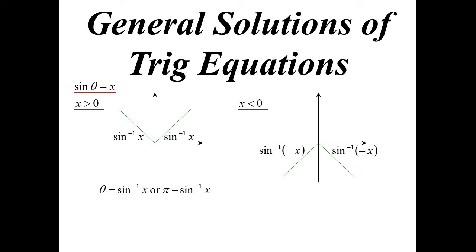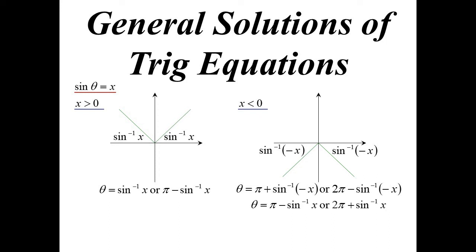So the acute angle is the inverse sine of negative x, or it could be in the fourth quadrant, and again, the acute angle would be the inverse sine of negative x. So the third quadrant, pi plus the inverse sine of negative x, or 2 pi minus the inverse sine of negative x. But now I'm going to use the fact that the inverse sine is an odd function. So the inverse sine of negative x I could rewrite as minus the inverse sine of x. And here the second one would become 2 pi plus the inverse sine of x.